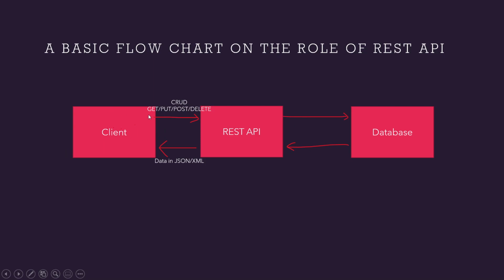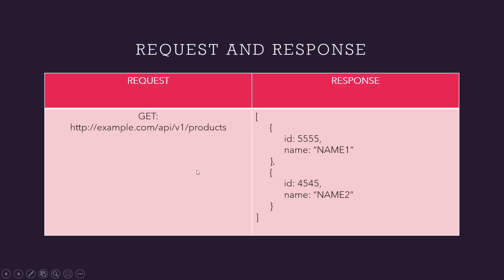So the basic flowchart of the role of RESTful API. Client does a CRUD operation or CRUD call, any of these calls: get, put, post, delete, and through the REST API it operates on the database and it retrieves the data in JSON or XML.